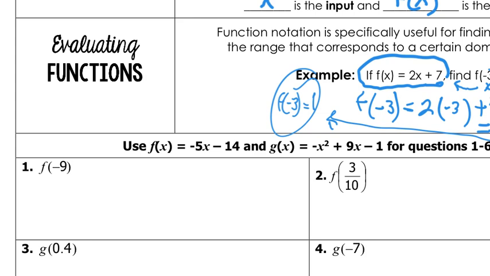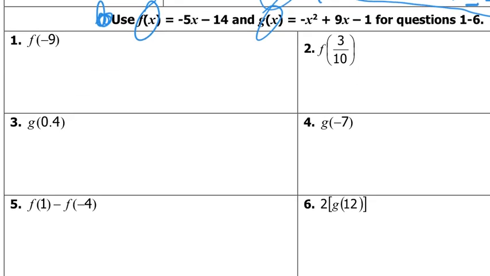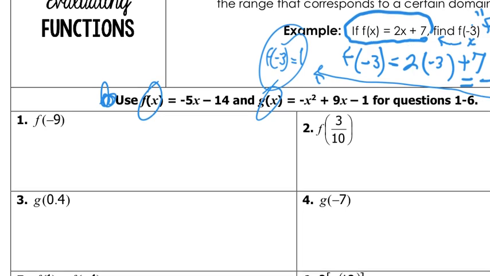Okay? Some other functions. If these are my functions here, there's my f function, and there's another function we're going to call g of x. And in problems 1 through 6, we're going to be plugging stuff into those. So f, put a -9 in the f function. So that means I'll have -5 times, and what's the x? Plug in a -9.